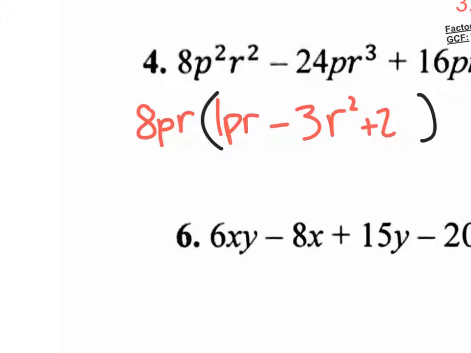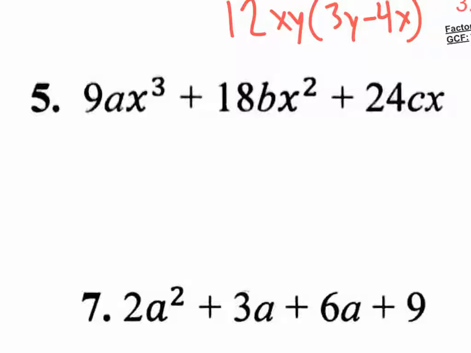Let's move on to number 5. Number 5, you have 3 terms, a trinomial, and what's the greatest common value you could pull out from all 3 terms? All 3 terms, what's the greatest common value? Well, if you're looking at the coefficients 9, 18, and 24, you might be thinking, oh, 9, no, 9 doesn't work there, right? How about 2? No, it doesn't work. How about 3? 3 goes into 9, 3 goes into 18, 3 goes into 24. So let's pull out the coefficient 3.